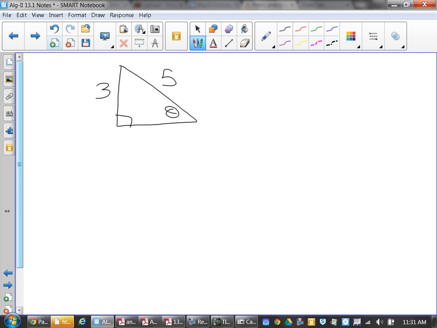So if I'm missing a side length, you'd have to use good old-fashioned Pythagorean theorem, or where you recognize a triple. Triples still come back every once in a while. You see the 3, 4, 5s and 5, 12, 13s.